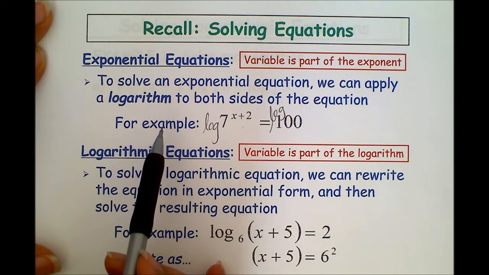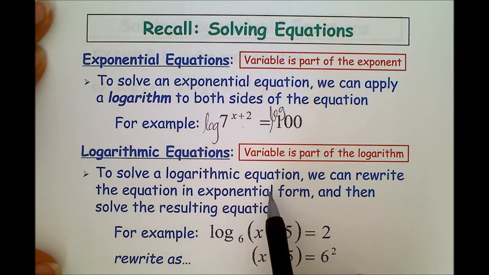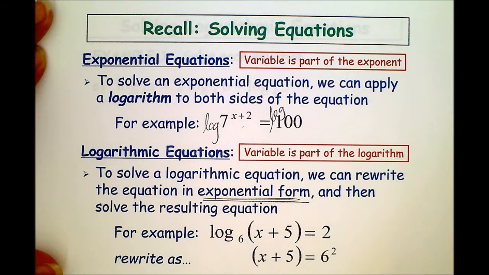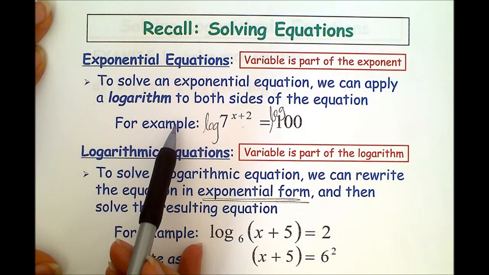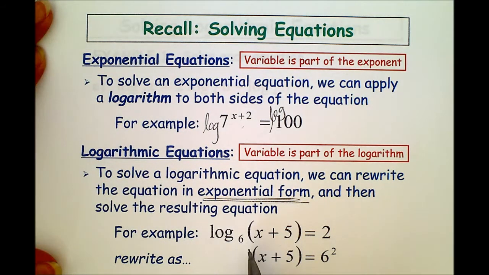When you have a logarithmic equation, the variable is part of the logarithm. And so to solve a logarithmic equation, we can rewrite the equation in exponential form and then solve the resulting exponential equation. So depending on what kind of problem you have, if you have an exponential equation, sometimes we use logs to help us. Sometimes when you have a logarithmic equation, we use exponents to help us. Here, if you have log base 6 of x plus 5 equals 2, you rewrite this in exponential form as the base, 6, to the exponent, 2, equals the answer part, x plus 5. And this is a lot easier to solve than the logarithmic form. So we switch between exponential and logarithmic form depending on which method is easier to use to answer the question.